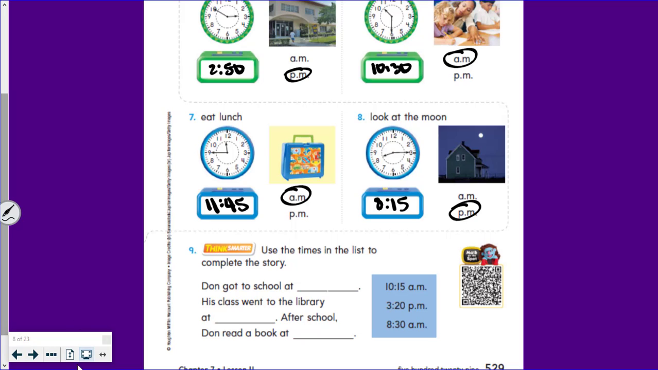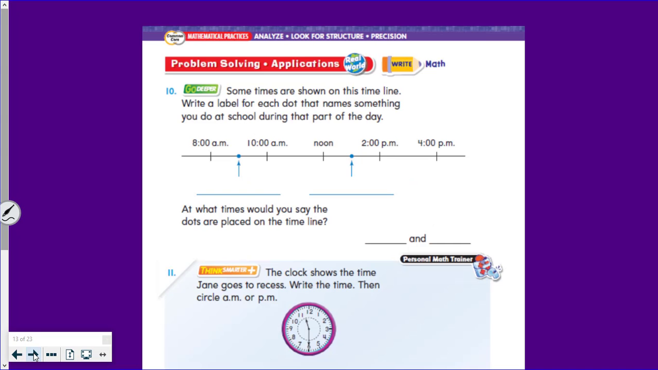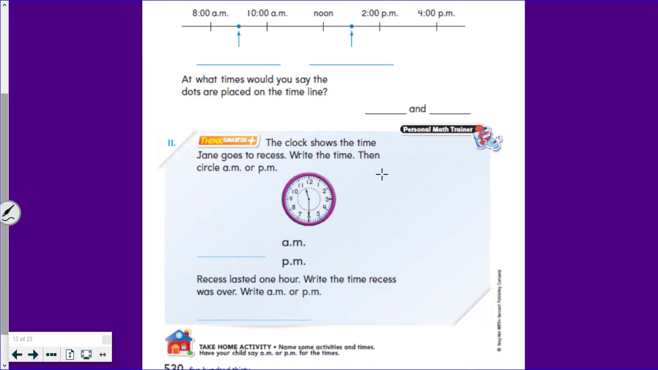Let's continue to the next page. And we're going to look at the Think Smarter problem. It says the clock shows the time Jane goes to recess. Write the time, then circle AM or PM. So go ahead and pause your video and do that. Okay, so you should have come up with Jane goes to recess at 11:30 AM because it's not afternoon yet, 12 in the afternoon, right?